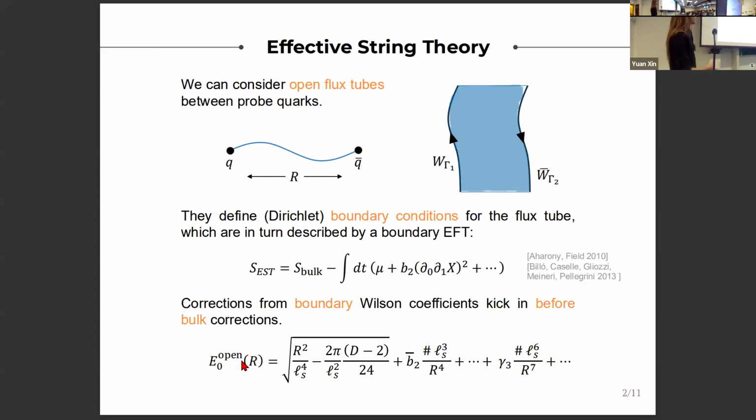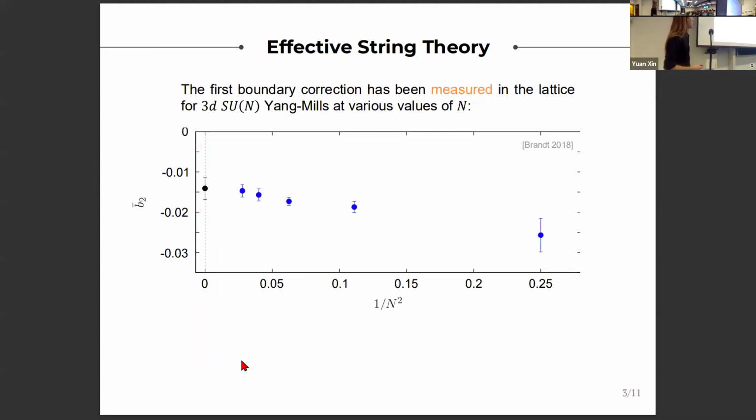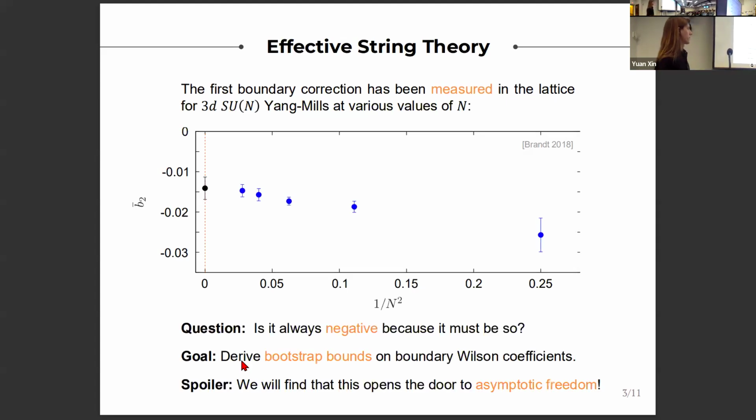Good. Okay. So these have been measured, in particular in this paper by Brandt in 2018. And this is one example where we computed it for 3D SU(N) Yang-Mills for various values of Nc, the number of colors, and you see it doesn't change much. But in particular, it always has the same sign, so it's always negative. So looking into this led to the question whether this coefficient in particular was negative because it had to be, or it was just a coincidence.